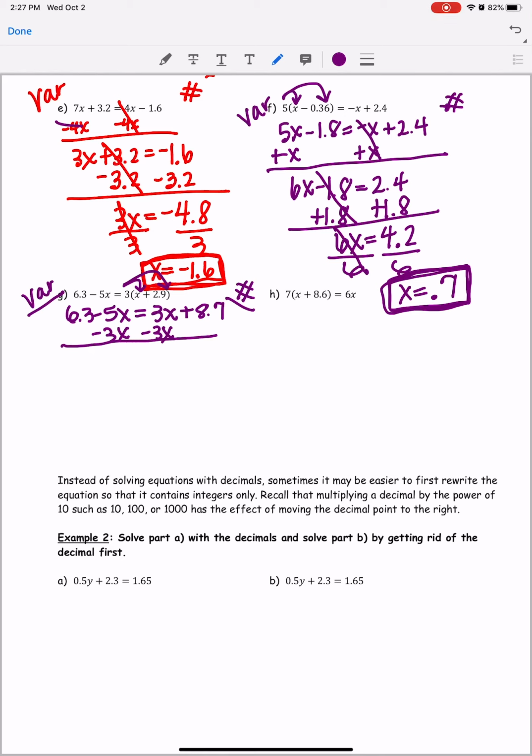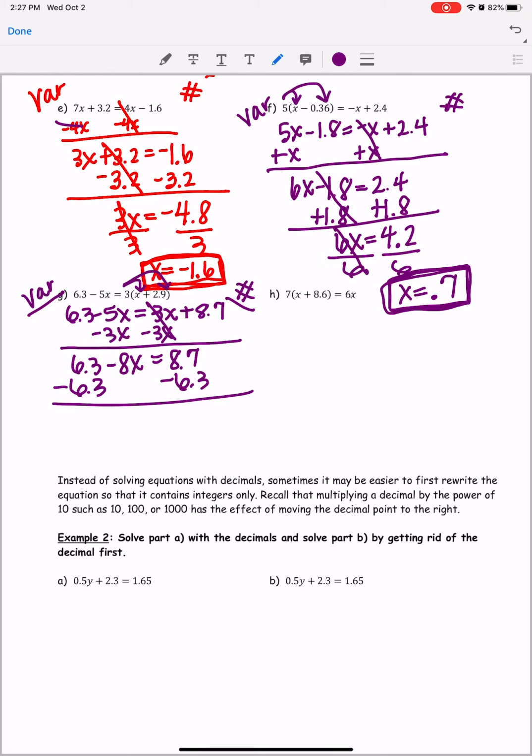Okay, this is another reason your calculator is going to come in handy. If you're not good with your integer rules, use your calculator. I'm going to get 6.3 when you put in your calculator, negative 5 minus 3, we get a negative 8x. Bring down your equals and your 8.7. So now I've got my variable over here. Let's get my constant over here. So I need to move this over here. So the opposite of a positive 6.3 is a negative 6.3, so we're going to subtract it over.